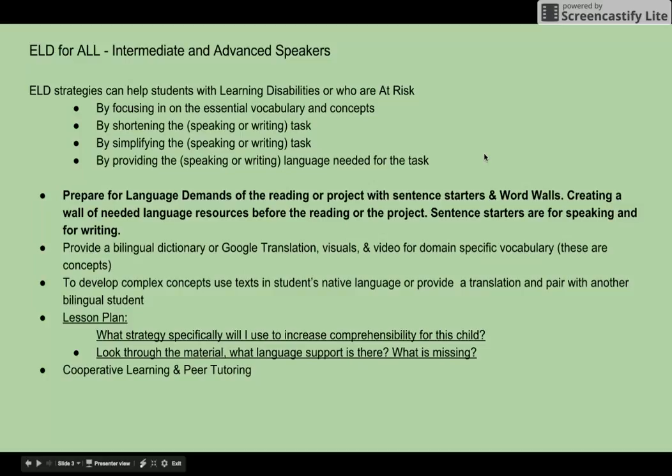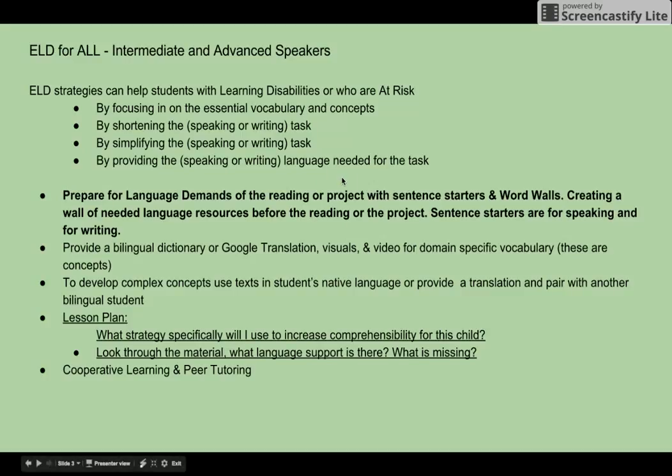Intermediate and advanced speakers: strategies very similar to those you would use with learning disabled students and students sometimes who are slow learners, perhaps at risk. You're focusing in on language demands. So you're focusing in on only essential vocab and concepts. You're shortening the speaking or writing task. You're simplifying it, or you're providing the language needed.